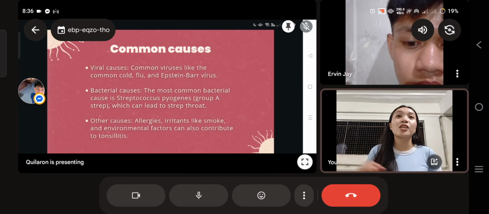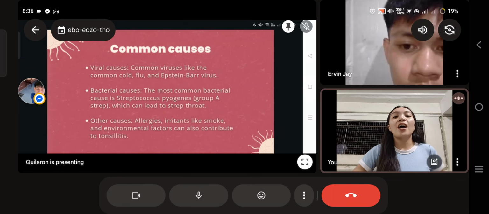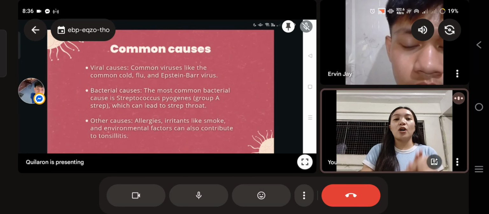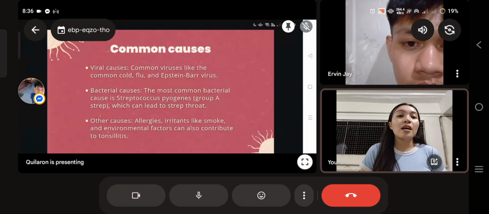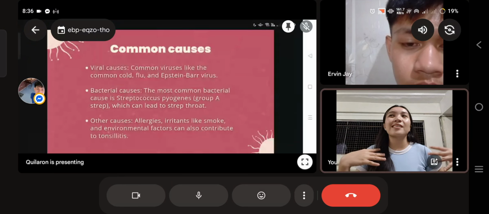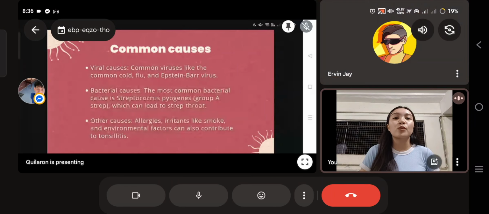Rather, the chocolate is what triggers the inflamed tonsils. Okay, so we have viral, bacterial, and other causes. Viral causes: common viruses like the common cold, flu, and Epstein-Barr virus. Those are the viruses, the ones that cause cough and colds.